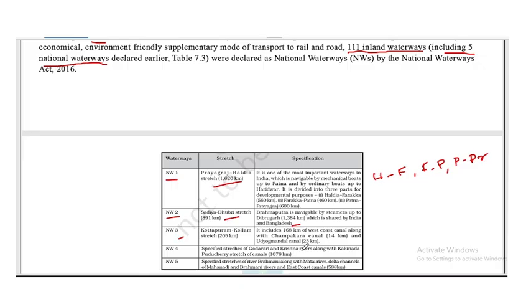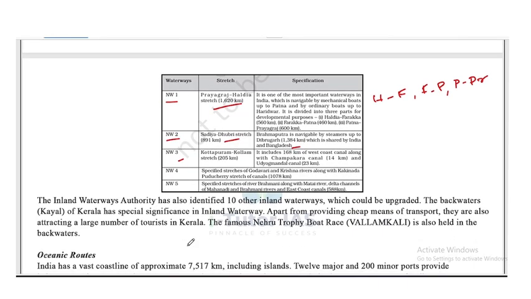Next one, National Waterway 4: specified stretches of Godavari and Krishna rivers along with the Kakinada Puducherry stretch of canals. Then National Waterway 5: specified stretch over river Brahmani along with the Matai river, delta canals of Mahanadi and Brahmani rivers and east coast canals. So these are some of the important waterways in India.